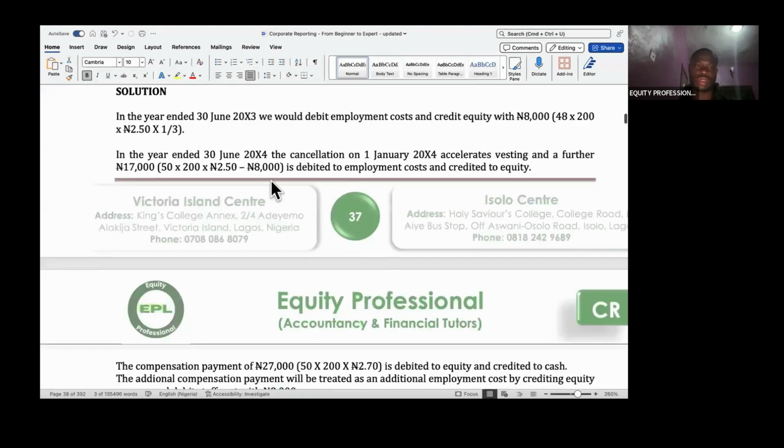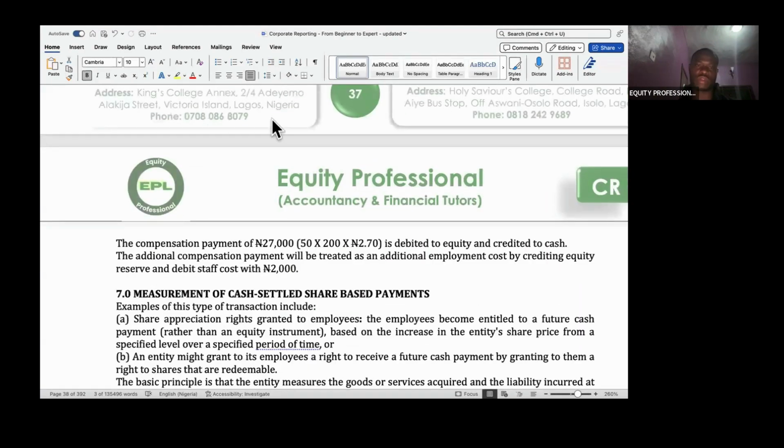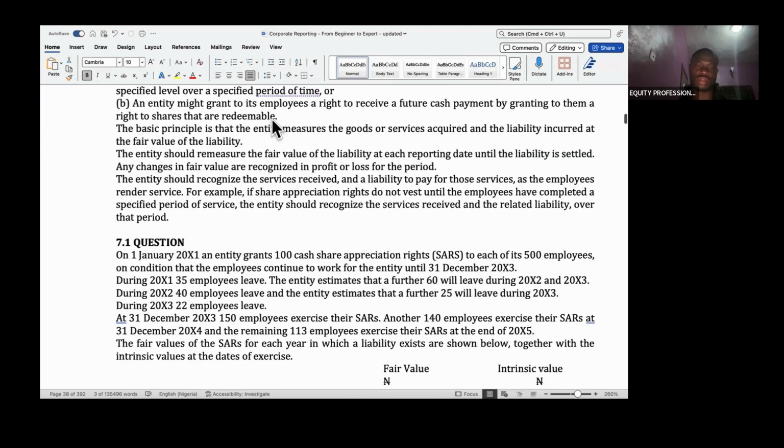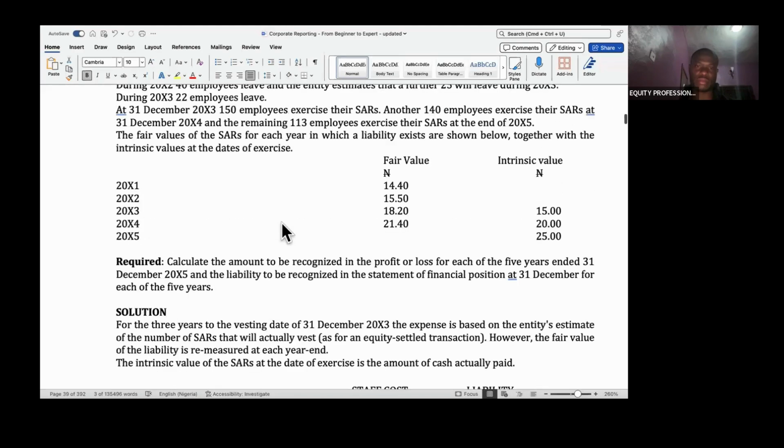Okay. I think I can only go one more question. This last question, so I want to struggle because I think I'm tired already.